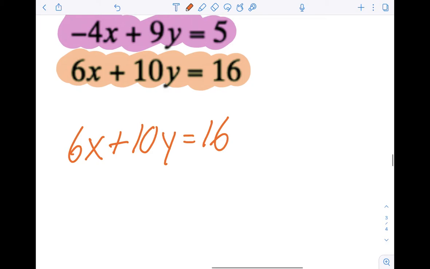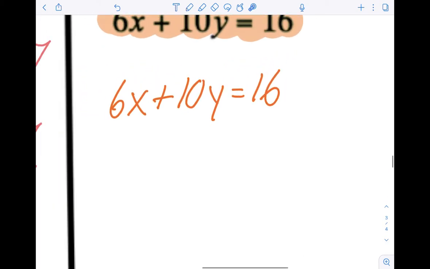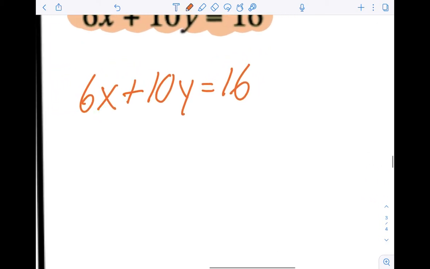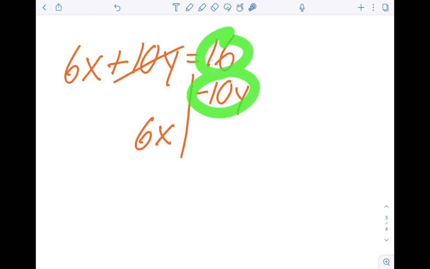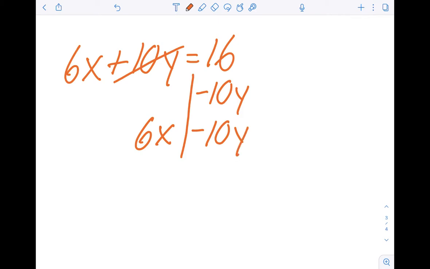Now I want to get this x by itself here. So what I'm going to do is draw my line of separation. I'm going to move this 10y over and make it a negative 10y, just like this. So I have 6x left over here, and I cannot combine these two because this does not have a y and this does. So I'm going to say negative 10y and a positive 16, just like this.